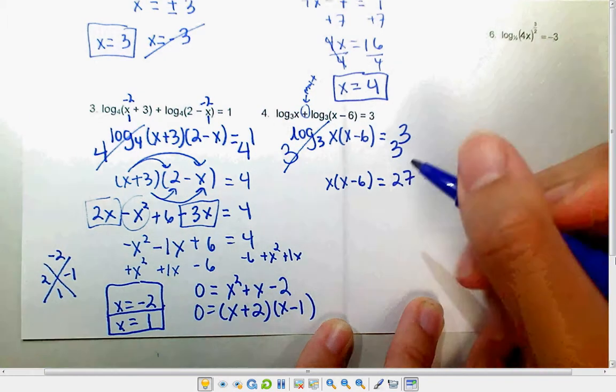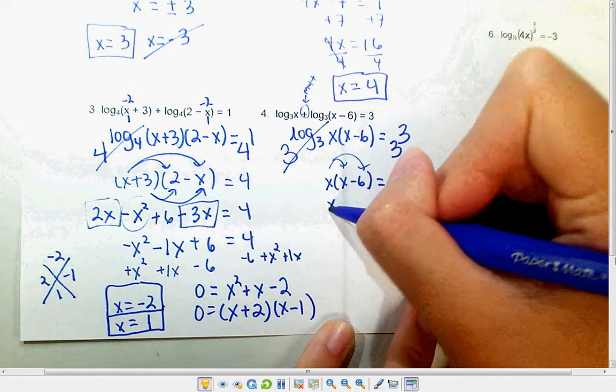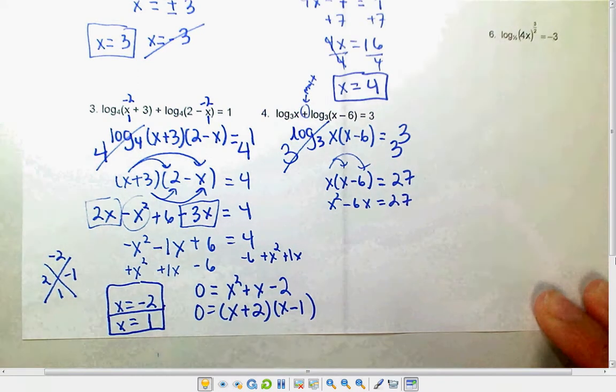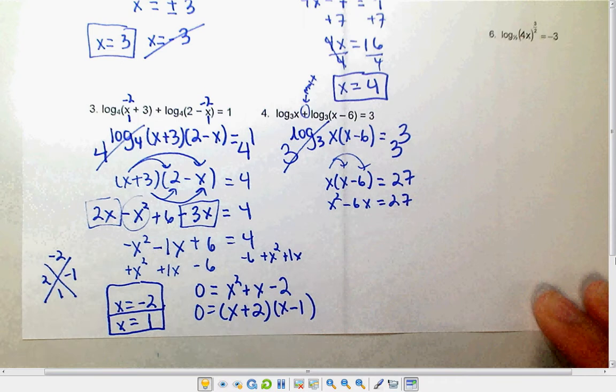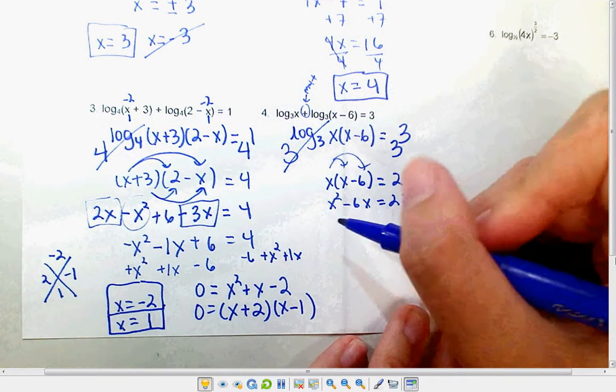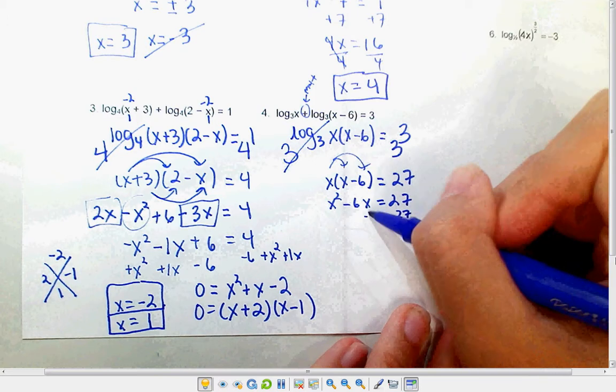Again, I'm going to distribute, so I have x squared minus 6x equals 27. I need everything onto one side because this is a quadratic. I'm going to move it onto this side this time because I want to keep this x squared positive. So I'm going to subtract 27 from both sides.